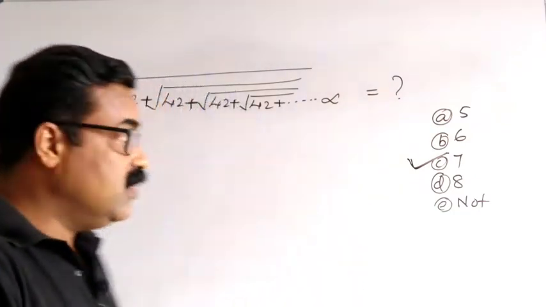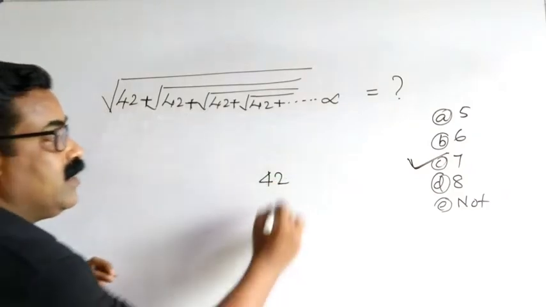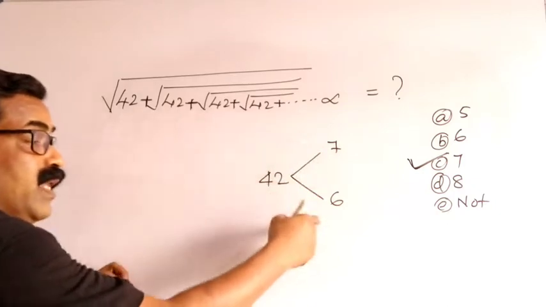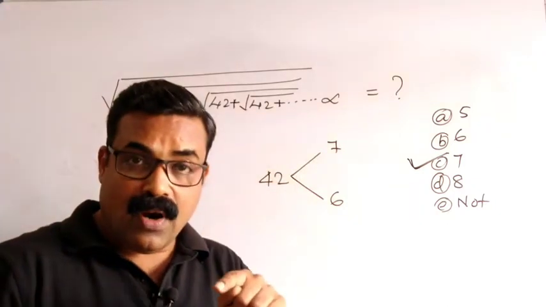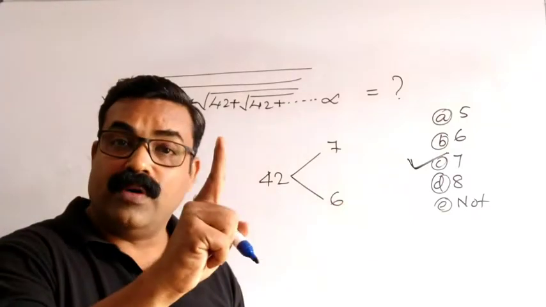So what is the trick? Select this number 42 and select the factors of 42, 7 and 6. Why have we taken 7 and 6? Because the difference between these two numbers should be equal to 1.